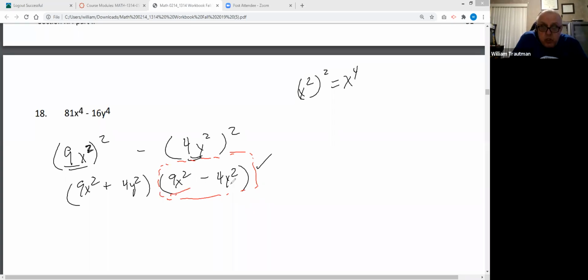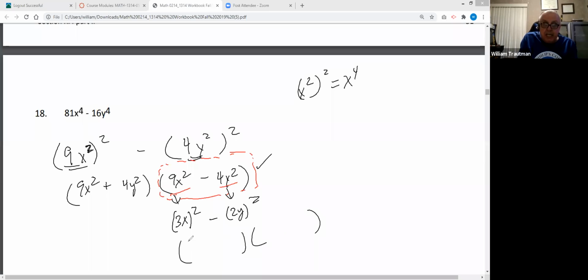Do you see how I have 2 terms again? And 9 is a perfect square. The square root of 9 is 3, and the square root of 4 is 2. So I can now factor this red little box again, using the 2-term method. Something squared minus something squared. Here I put 3x. Here I put 2y. Square root of 4 is 2 and then a y. Square root of 9 is 3, then an x. Then I put 2 big parentheses and I put 3x in the first spot, 2y in the second spot, 1 plus, 1 minus, and that is factored.